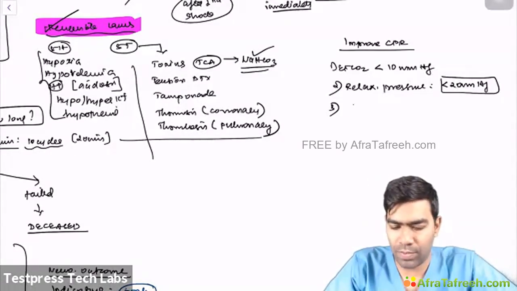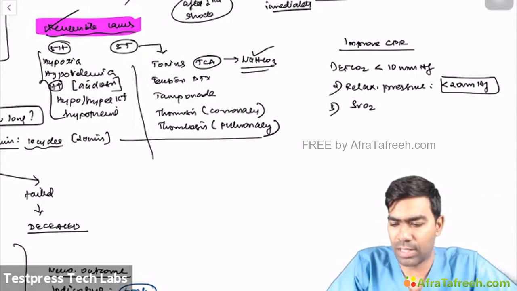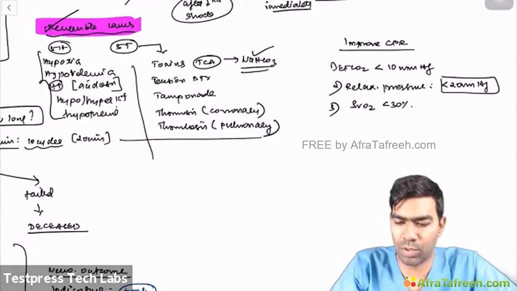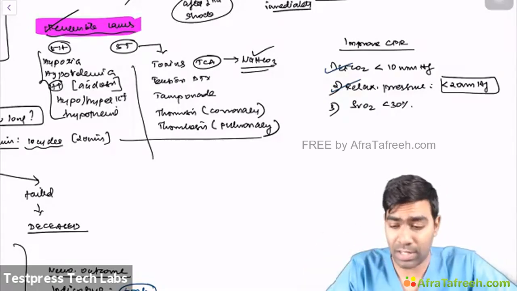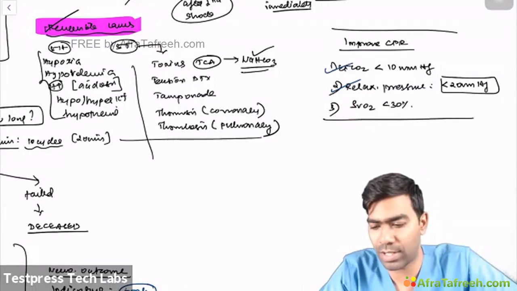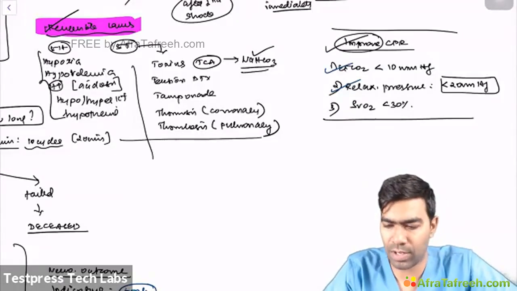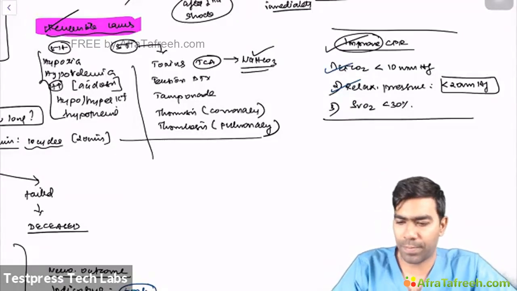And third, if your SvO2, that's mixed venous oxygen saturation, is less than 30%. These are advanced, but usually we don't see them. But most important is EtCO2, and this relaxation pressure can be very well seen. So if relaxation pressure is less than 20, EtCO2 less than 10, or mixed venous oxygen saturation less than 30, then all this indicates a poor quality CPR. In that setting, you definitely have to improve the CPR quality.